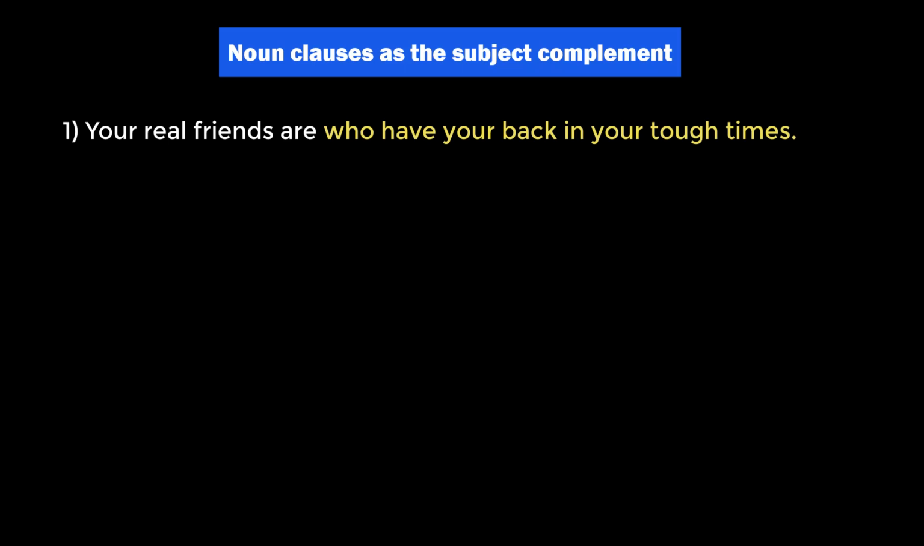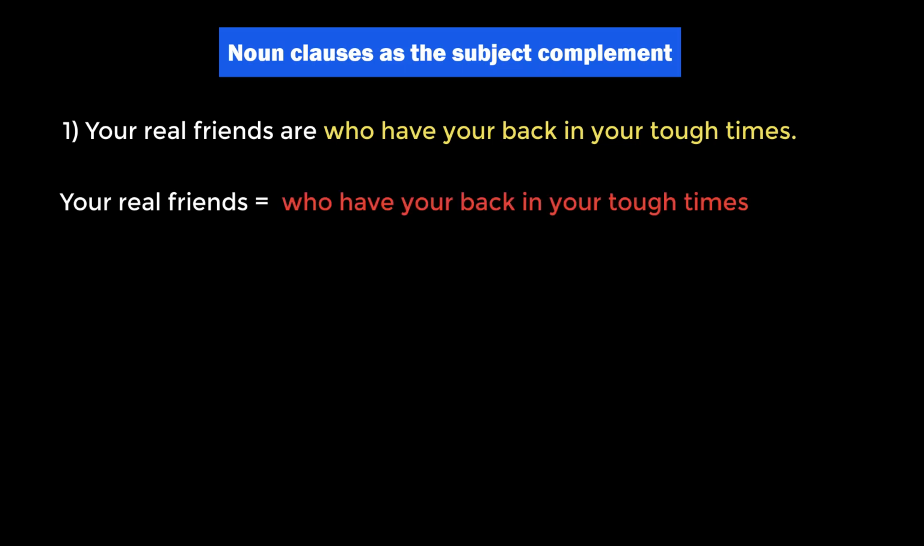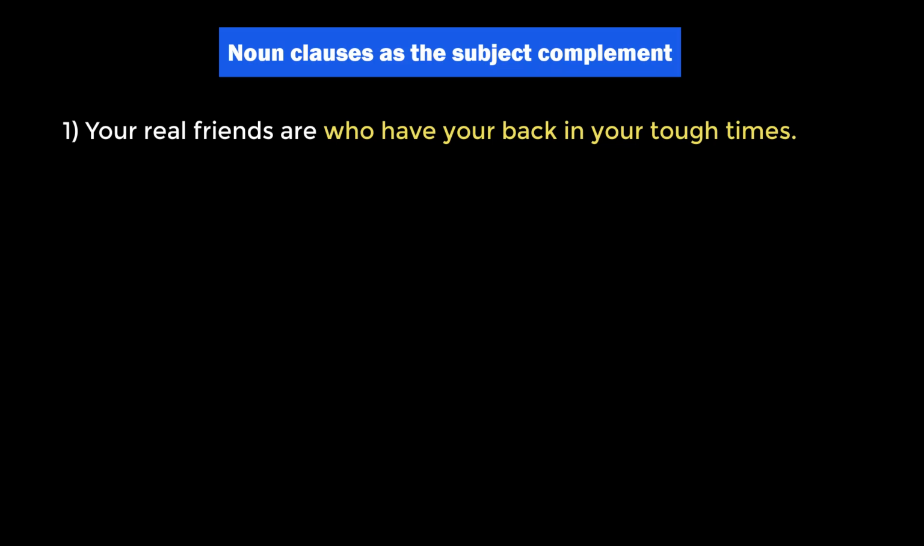Your real friends are who have your back in your tough times. So who have your back in your tough times is a noun clause working as a subject complement, giving information about the noun your real friends, right? So you can equate this clause who have your back in your tough times with the subject your real friends. Let us look at the next example.